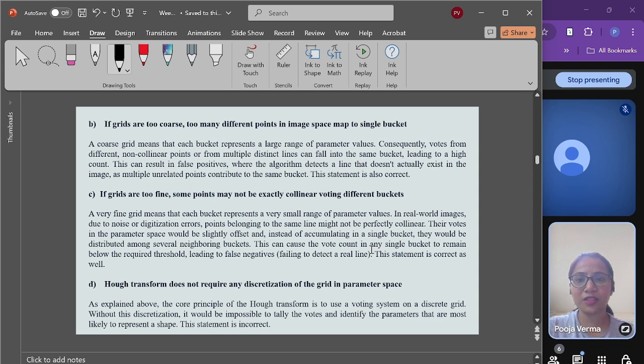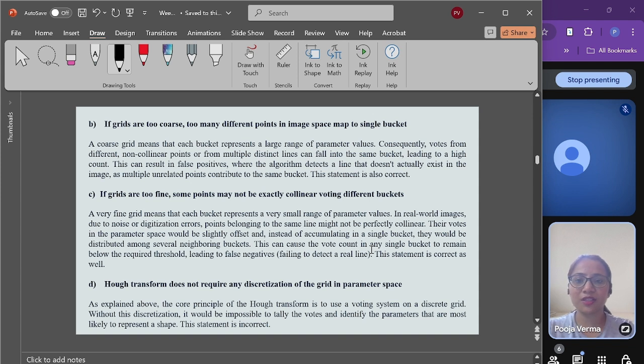A coarse grid means that each bucket represents a large range of parameter values, and consequently non-collinear points or points from different distinct lines can fall into the same bucket. That will lead to a high count, and this can result in a false positive where the algorithm detects a line that does not actually exist in the image. As multiple unrelated points contribute to the same bucket, this is also a correct statement.